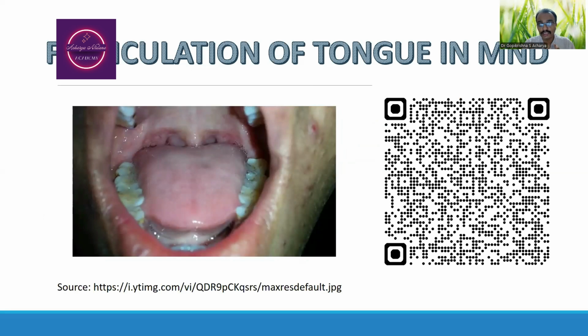So this is a fasciculation of the tongue. If you see this particular QR code, you can see this image or the video where the involuntary movements of the tongue are being observed, which is an indicator of the presence of motor neuron disease.